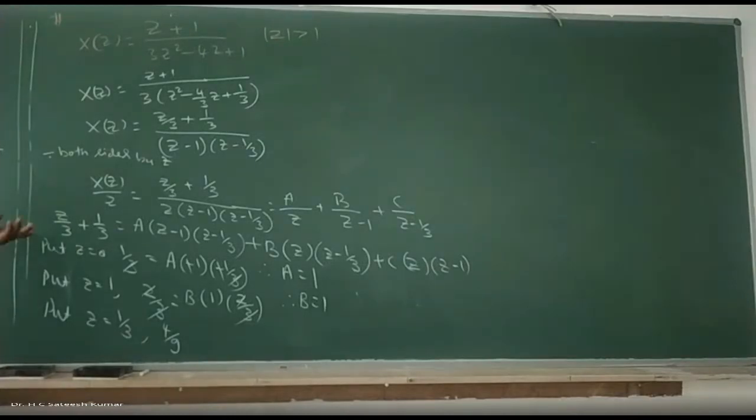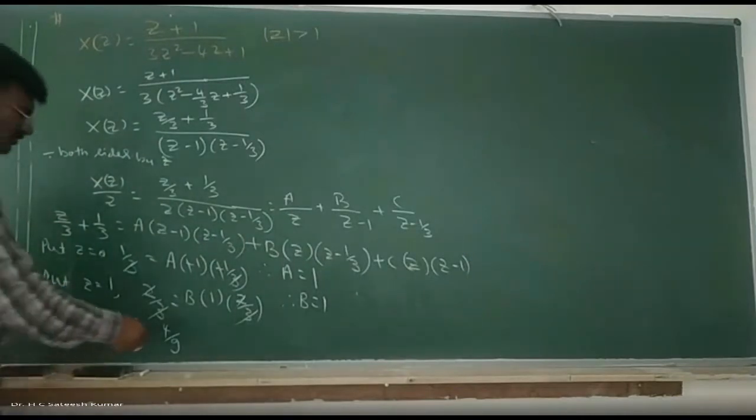So how will you do that one directly? Okay, 1 by 9 plus 1 by 3. 1 by 3 can be written as what? 3 by 9. 3 1 by 9s plus 1 1 by 9 will get 4 1 by 9s. That is 4 by 9. So that way also you can do it.